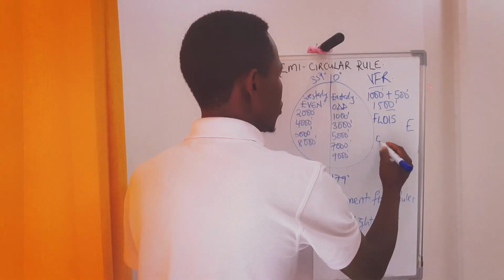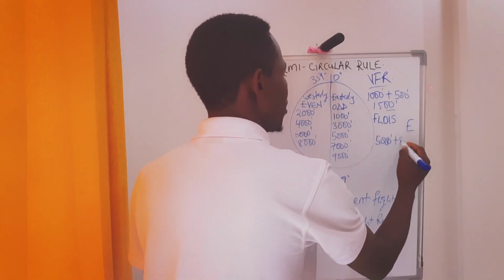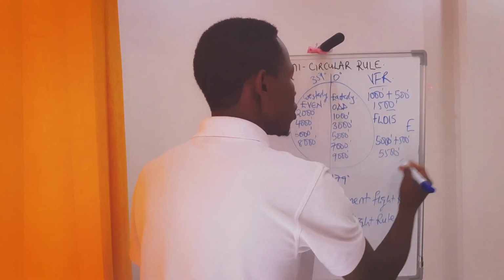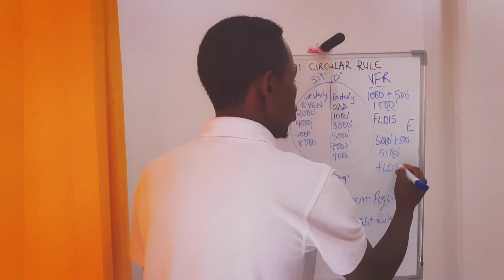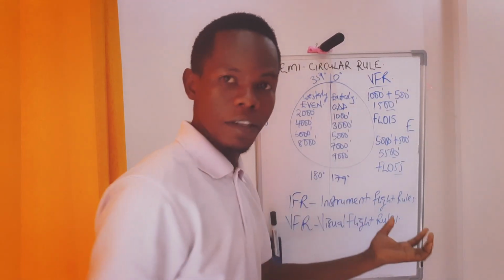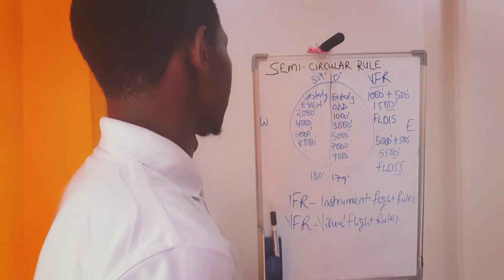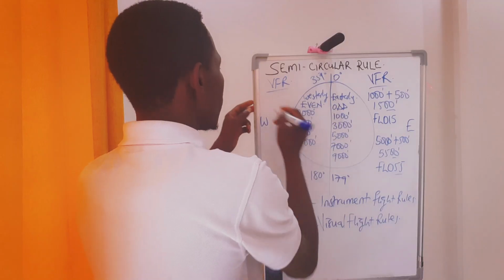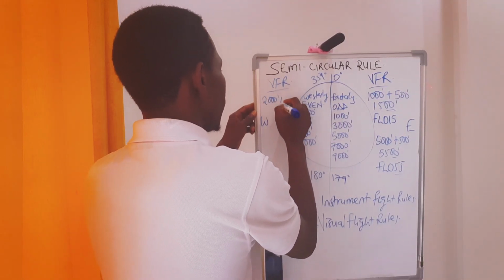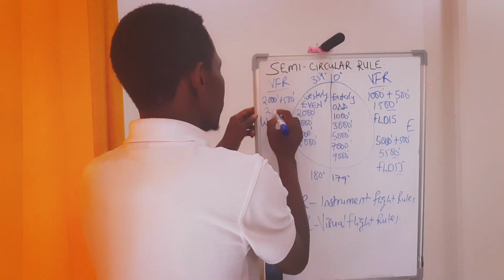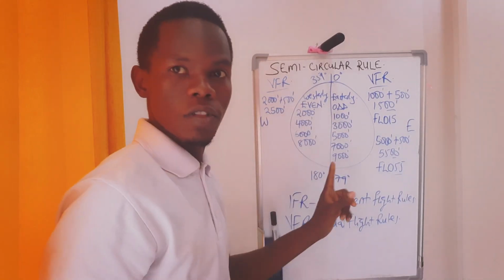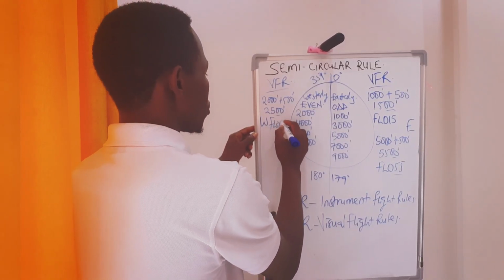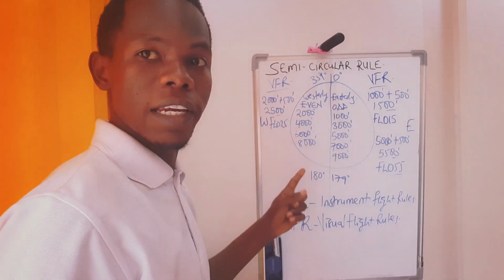If we have 5,000 feet, for example, we add 500 feet onto that, and then we shall have 5,500 feet, which is reported as FL055. How about if it is a westerly? If it is a westerly that is using VFR, an example would be 2,000 feet plus 500 feet, and therefore we would have 2,500 feet. And if the last two zeros are ignored, then we shall have FL025 as our flight level.